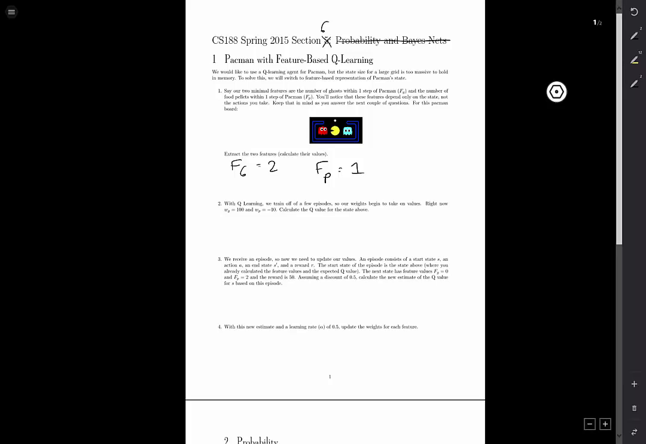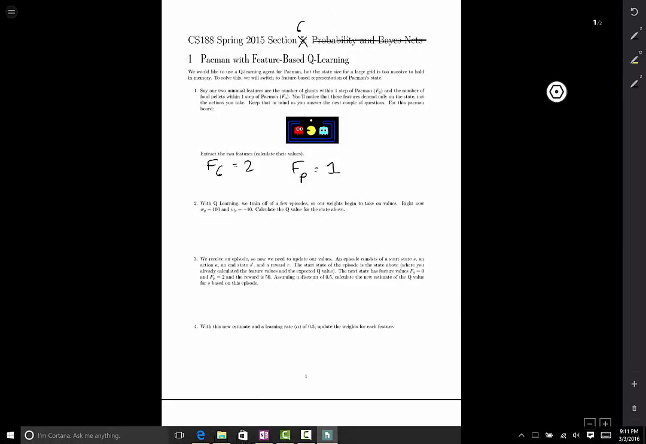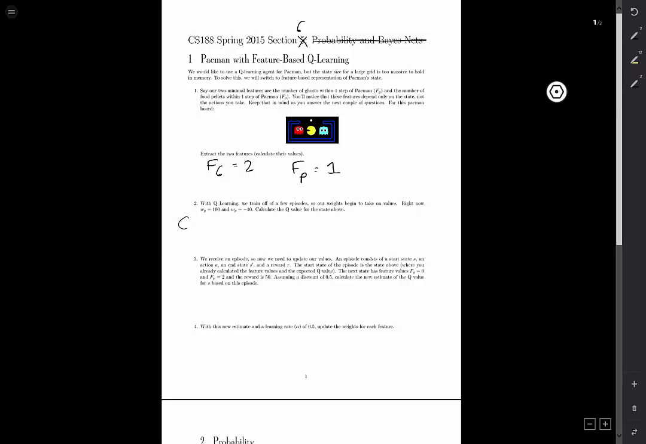Number 2: with Q-learning, we train off of a few episodes so our weights begin to take on values. Right now, WG equals 100 and WP equals -10. Calculate the Q value for the state above. Our equation for the Q value is Q of S comma A equals WG times FG plus WP times FP. So that equals 100 times 2 plus -10 times 1. So that equals 190.